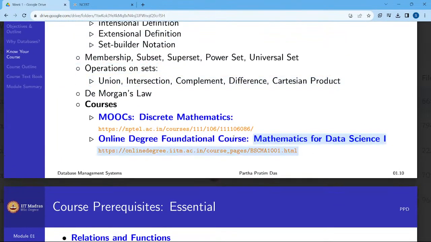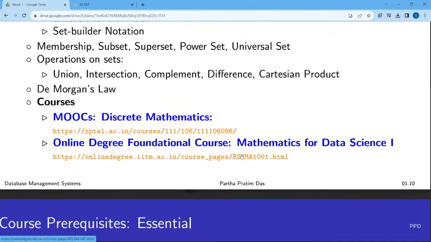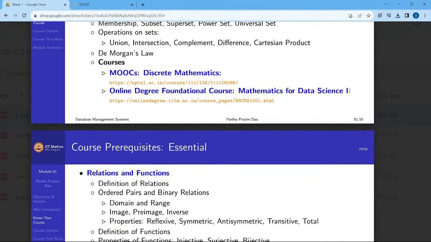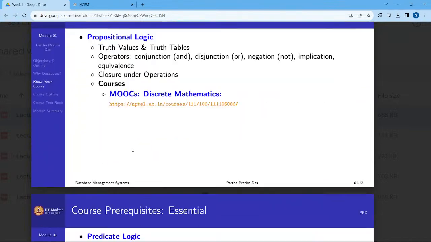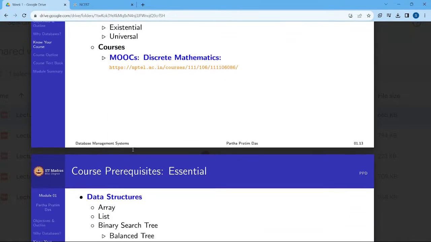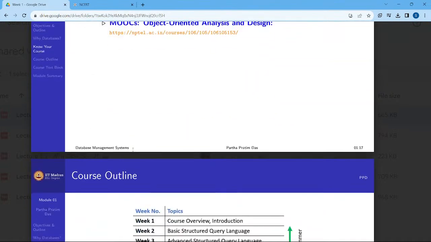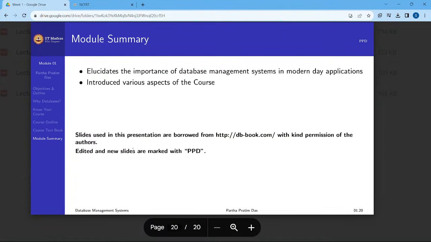They also ask us to complete this. If you want, you can do it. If you don't, I think people have completed this, right? Mathematics for Data Science 1, each and every one of us has done, as we are in the diploma level. Okay, those prerequisites, essentials, binary. Let's skip the prerequisites. So that was all that was given.